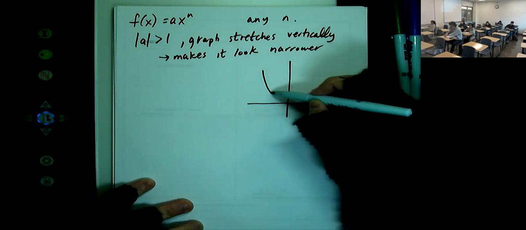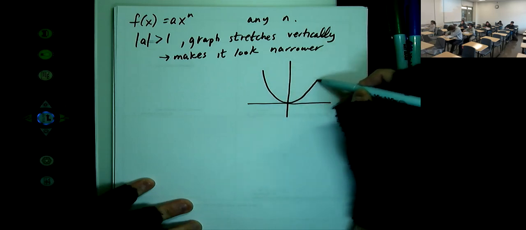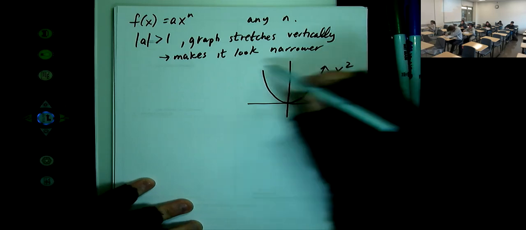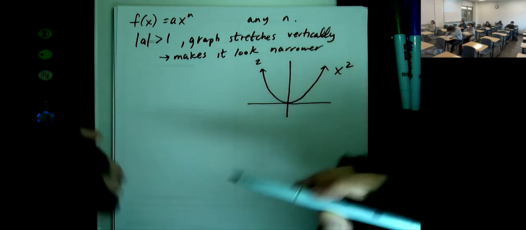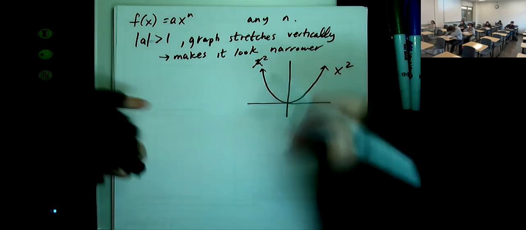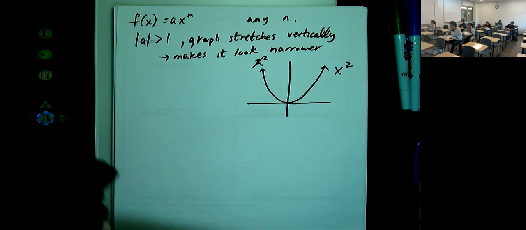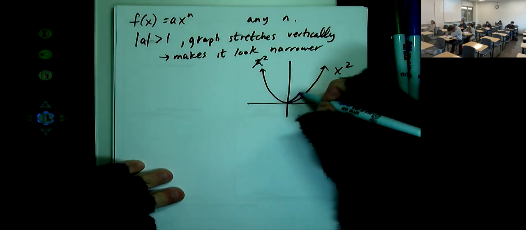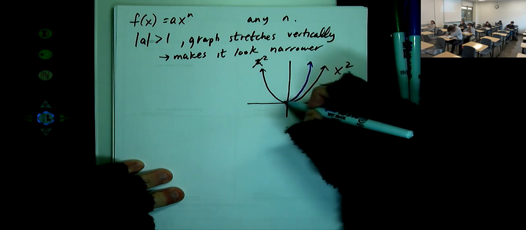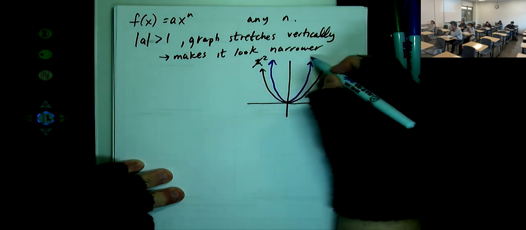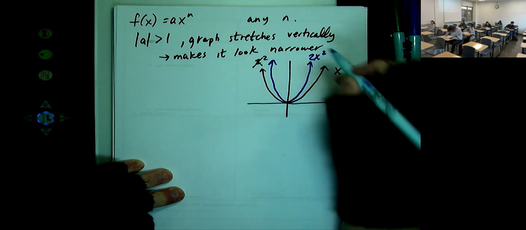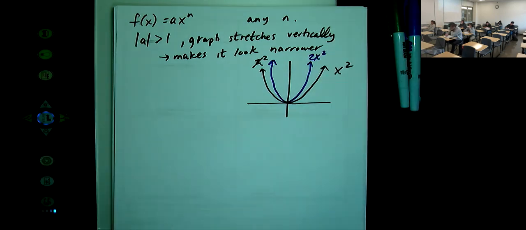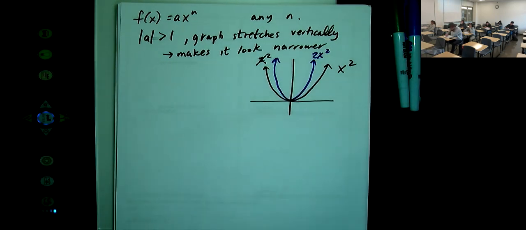So if I have x squared like that, that might be 2x squared. So it makes it so it looks narrower, but what it's really doing is grabbing every y value and stretching it up higher.